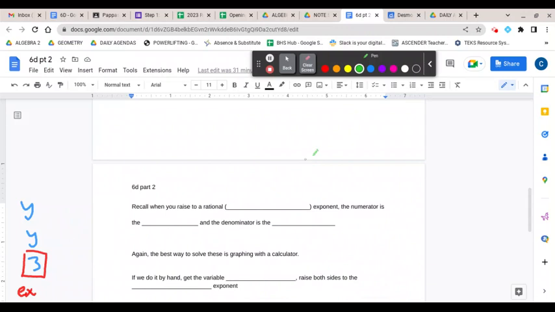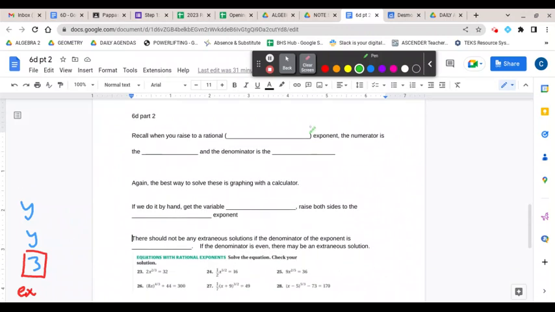Coming down to the second page, I just wanted to recap from Unit 4. When we raise to a rational exponent, a rational exponent is a funky word for fraction. Whenever we hear about a rational number, it just means fraction. The numerator is going to be the power, and the denominator is going to be the root. Again, the best way to solve these is graphing with the calculator, setting one side equal to y, setting the other side equal to y, and figuring it out.